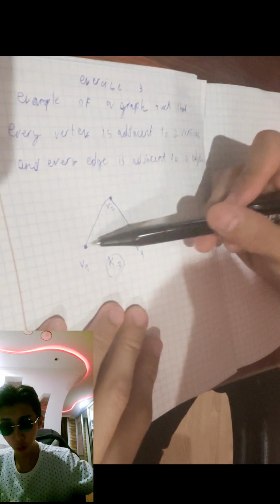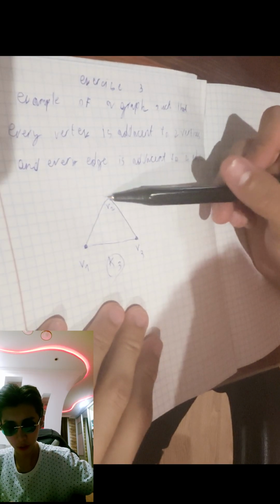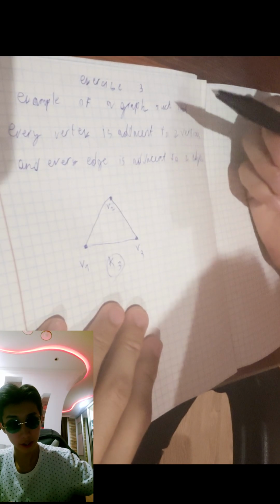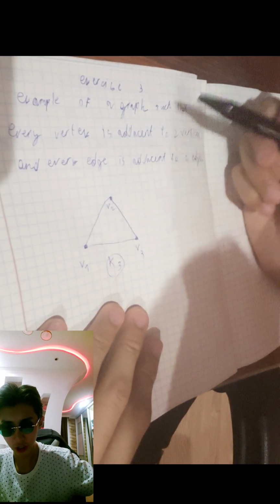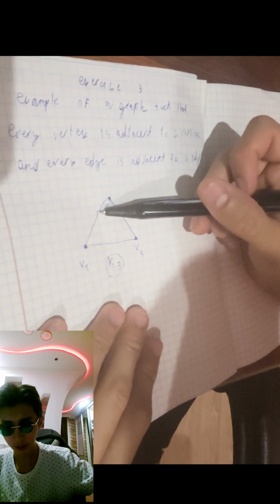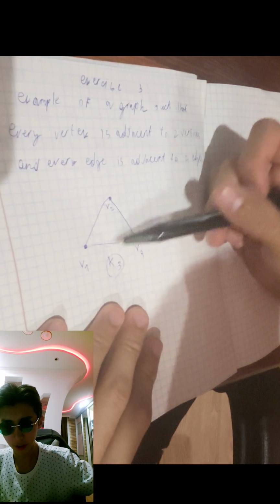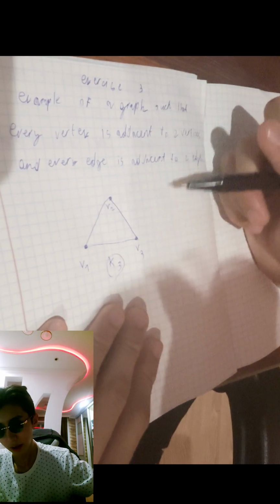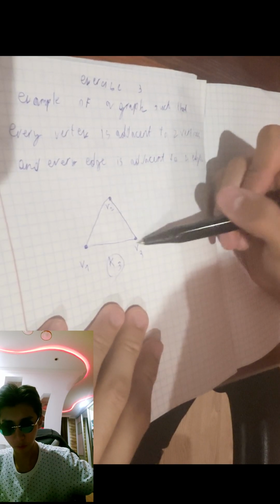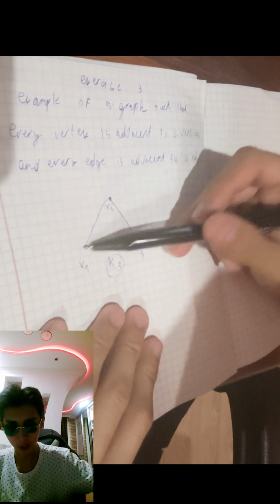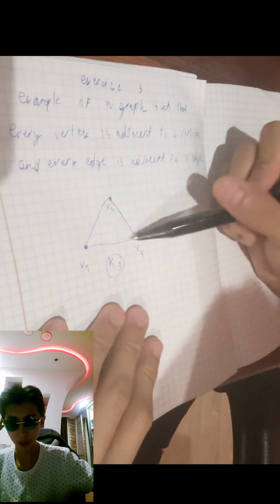They have the two edges, V1 V3 and V2 V3. Every edge is adjacent to two edges, here and here. Yes, yes. Every vertex has two adjacent vertices. V2 has V3 and V1. V1 has V2 and V3. And V3 has V1 and V2.